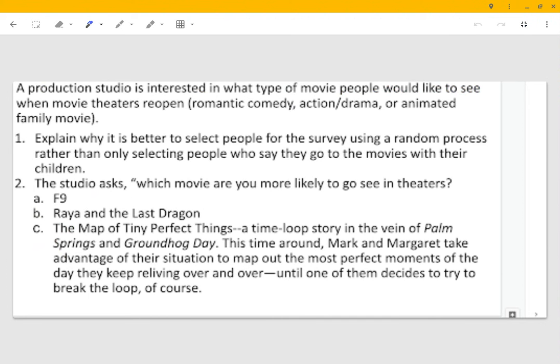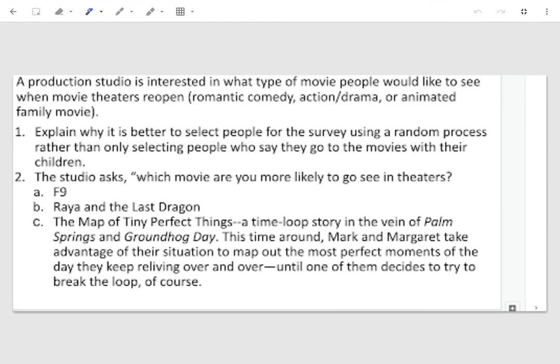So let's think about this here. What would happen if you only talked to people who went to the movies with their children? That would certainly bias the results because they would be probably more inclined to go with the animated family movie. That would not be representative of the entire population as a whole. That would be representative of people who go to the movies with their children, but it would not be the entire population of the country. So it would certainly lead to biased results.